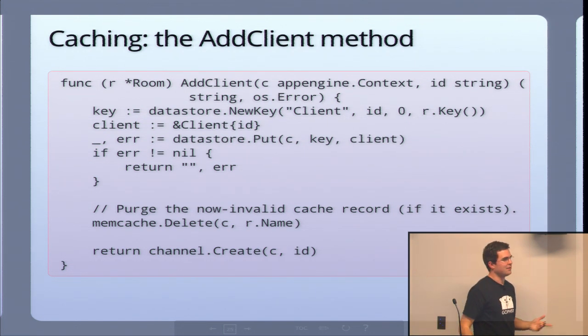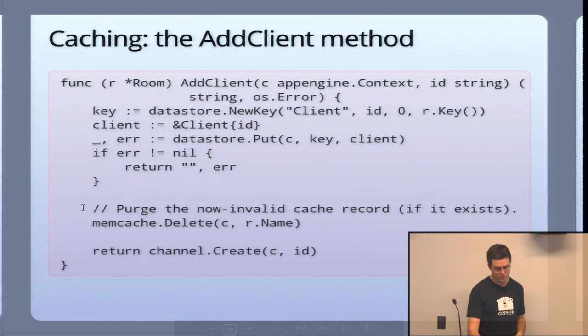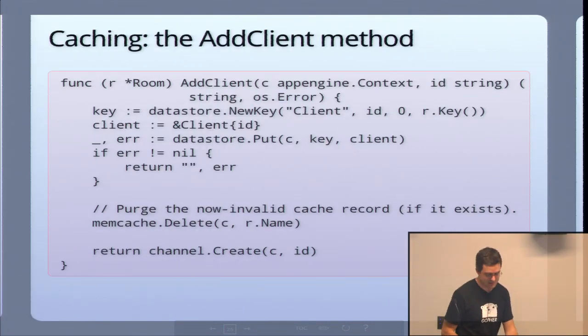There's one other piece of the caching puzzle left, and that is anytime a new client enters the room, we need to invalidate that cache record. We need to delete it out of memcache because the client list that's cached no longer reflects reality. So after we've put the client into the data store in the add client method, we just do a simple call to memcache delete to delete the memcache record with that name. That invalidates the cache, and then we can go on to create the channel. And so that's it. That's the entire thing.